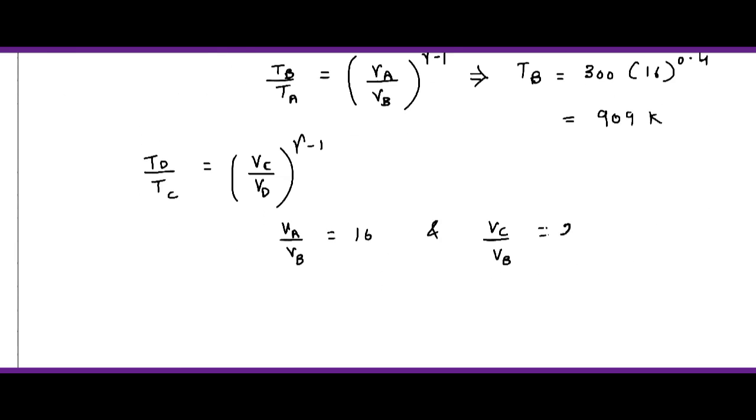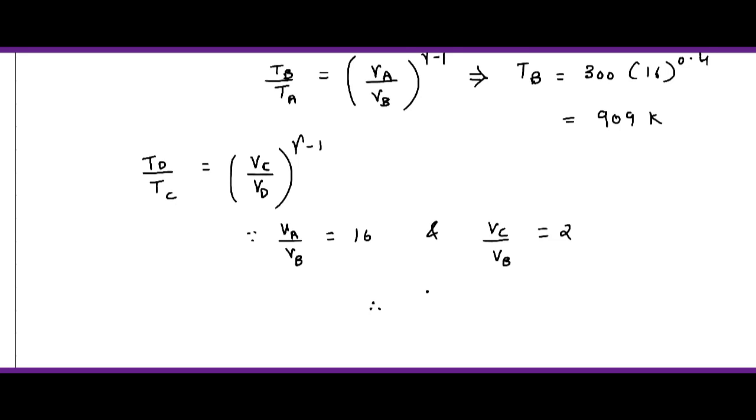Therefore we can get the value of VA upon VC, that is equal to 8.